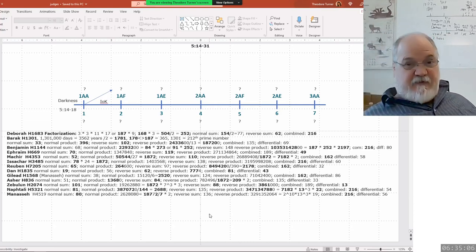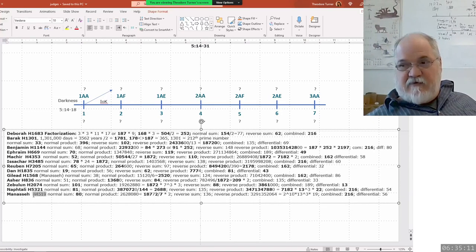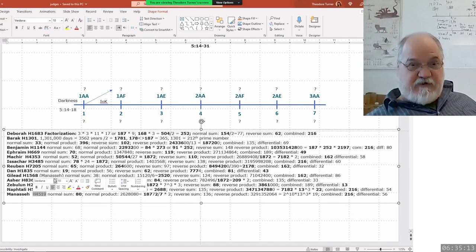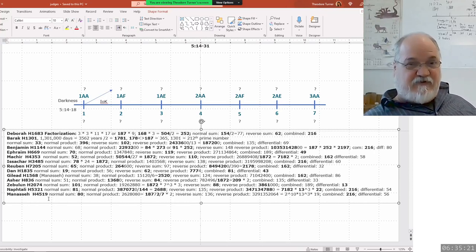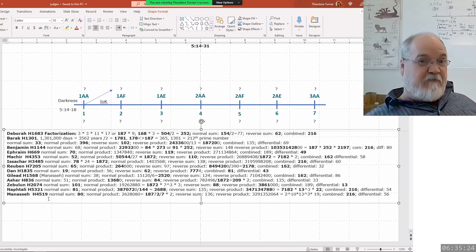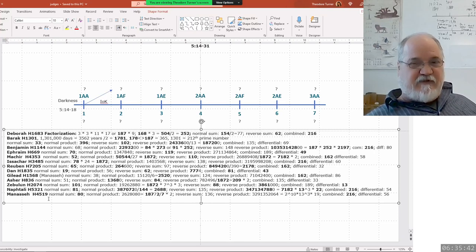Naphtali. And then Manasseh. Now, Manasseh is not directly named in these verses, but both Gilead and Machir, because Machir's a descendant of Manasseh, is of the tribe of Manasseh, and Gilead is his descendant, his son. So we can see there that we have Manasseh represented two different ways, or three different names that are all from the tribe of Manasseh. And then we have the gematria for these names. Now we were focusing upon the fact that 216 and 162 show up.